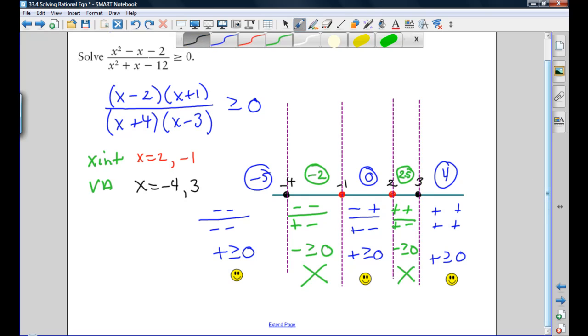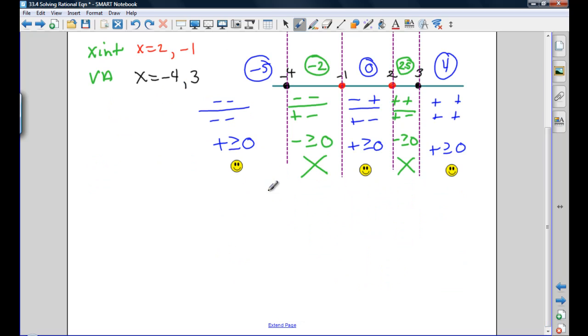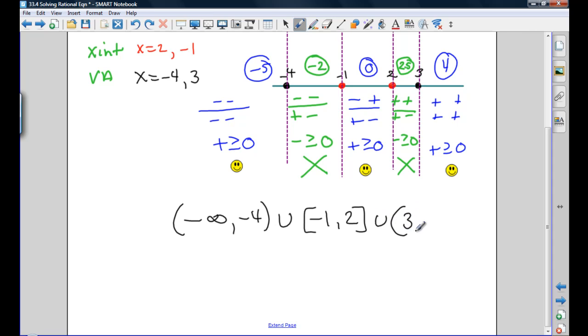And here's what it looks like. From negative infinity to the asymptote, remember this was a vertical asymptote, so it's not going to actually get there, so we use round brackets. Once we get to negative 1, this is where we have to pay attention. Because the inequality was greater than or equal to, it actually can touch the x-intercept. So between negative 1 and 2, we are going to have square brackets because both of those are x-intercepts and the inequality was greater than or equal to. And then finally, we have an asymptote at 3 all the way to positive infinity. And there is our solution.